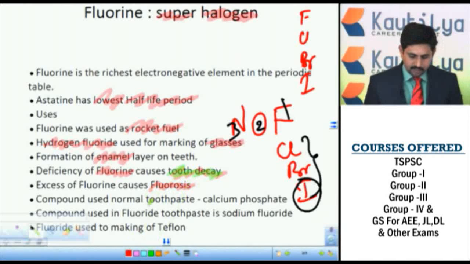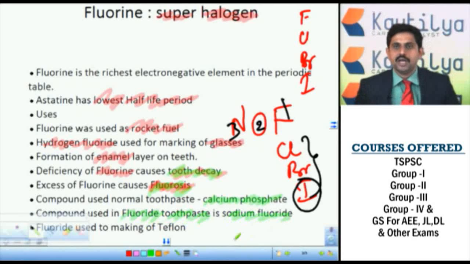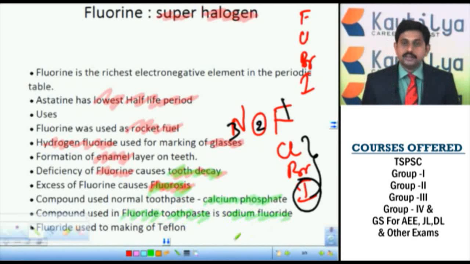If the fluorine content is in excess, then it leads to fluorosis. Okay. So toothpaste is basic in nature. One of its constituents is calcium phosphate. In some fluoride toothpastes it contains calcium fluoride. So toothpaste contains either calcium phosphate or calcium fluoride.